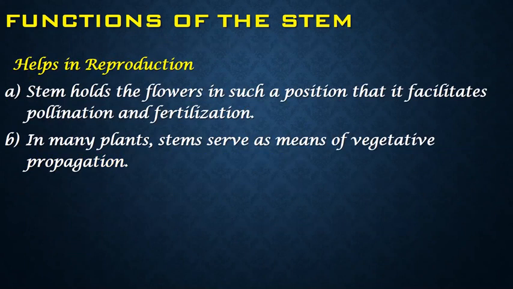Sometimes the stem also helps in reproduction. The stem holds the flower in such a position that it facilitates pollination and fertilization. In many plants, stems serve as a means of vegetative propagation.